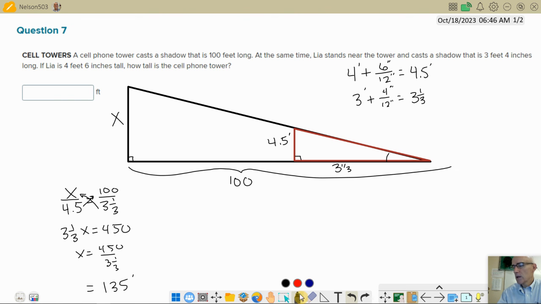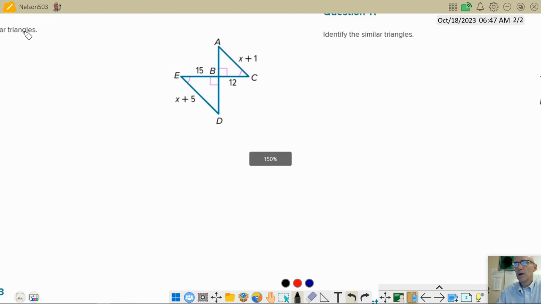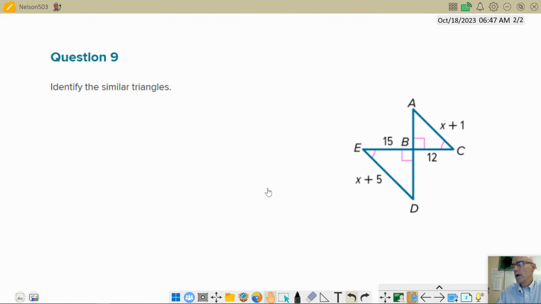Let's see, we did 8 in class, so I'm going to skip over 8. On these 4 problems, they start out by saying, what two triangles are similar to each other. And what they're looking for is a similarity statement. So let's just focus on number 9.